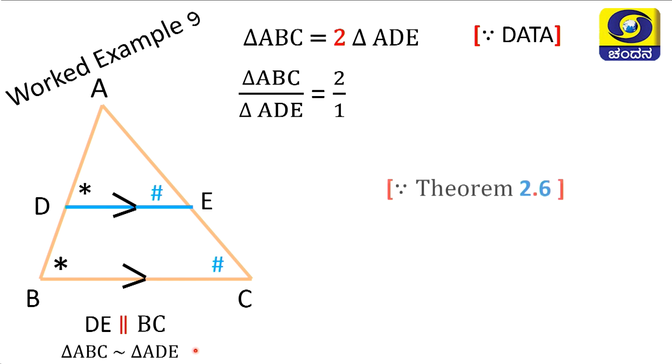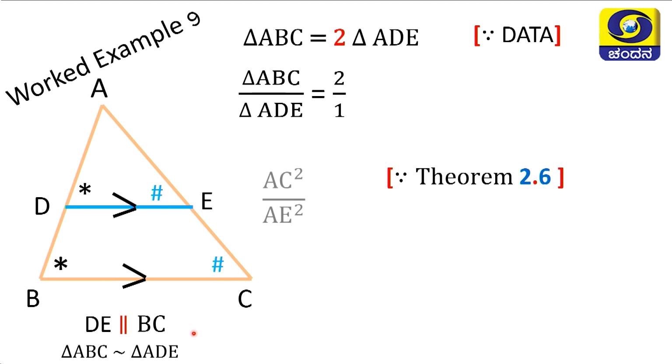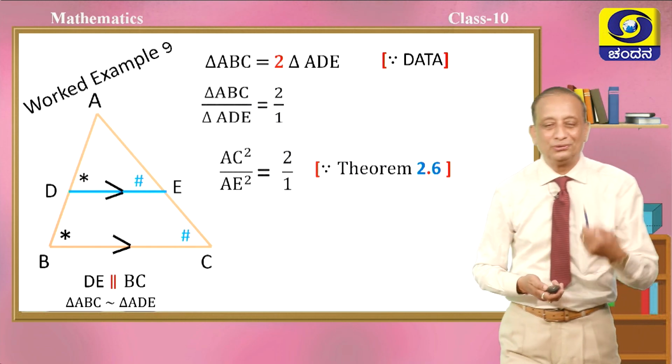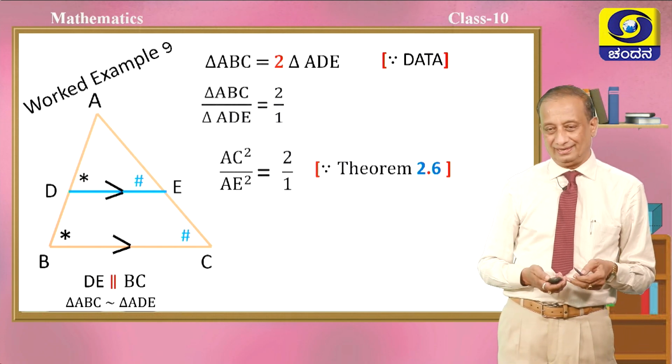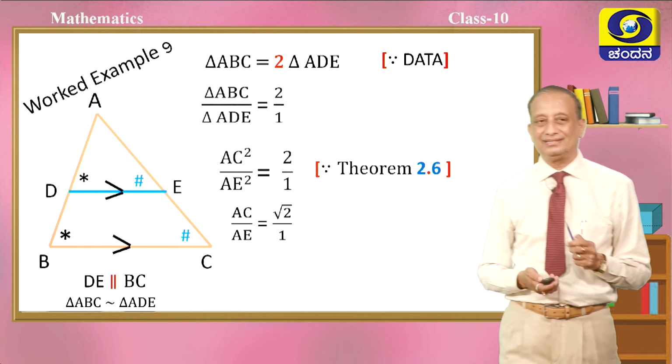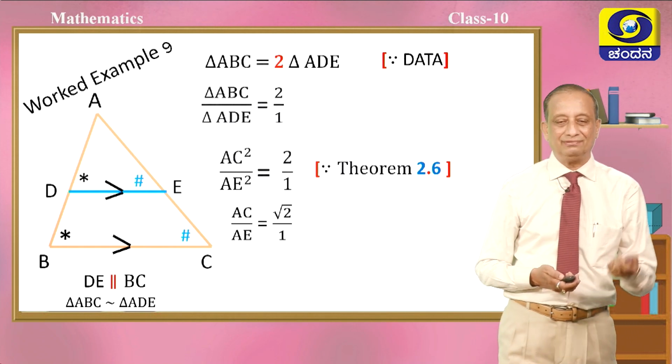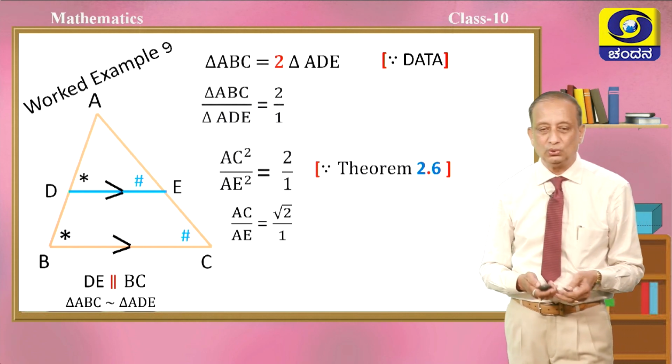When they are similar, apply theorem 2.6, areas of similar triangles. We have just now learnt it. Areas of similar triangles are proportional to squares on their corresponding sides. So therefore, we can write AC square by AE square is also equal to 2 by 1. So this is an account of theorem number 2.6. Tell me, children, how to go further? We are interested to find out EC by AC. How to do that? Don't you think we must take square root on either side? So square root on the left hand side will give AC by AE, which is equal to root 2 by 1.